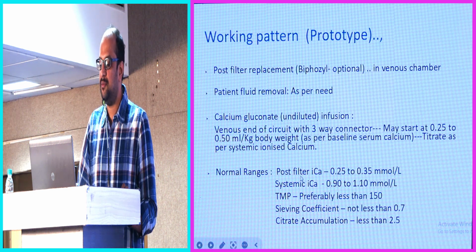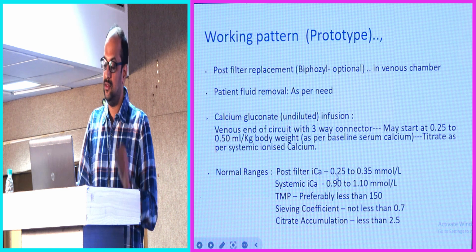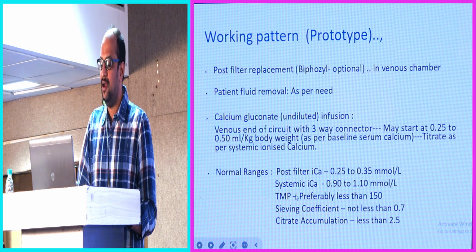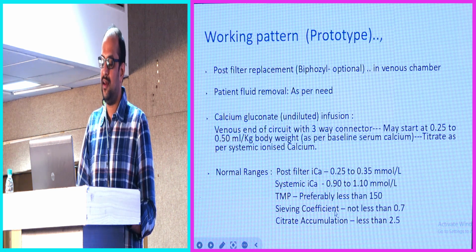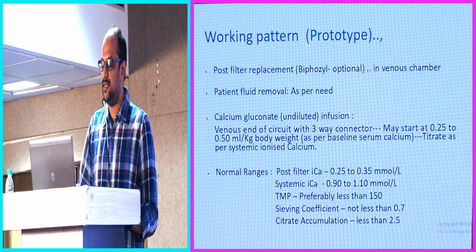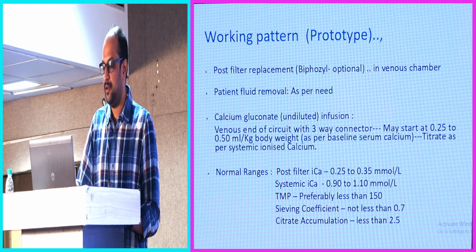We may need to keep the post filter ionized calcium between 0.25 to 0.35, and systemic ionized calcium between 0.9 to 1.1. Transmembrane pressure, preferably keep it less than 150, and try to achieve a sieving coefficient of more than 0.7, and ensure that the citrate accumulation index is less than 2.5.